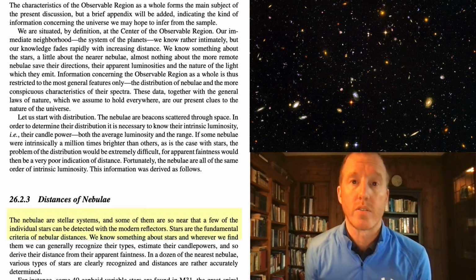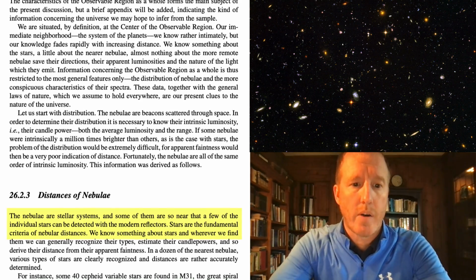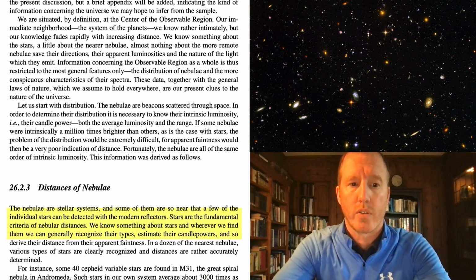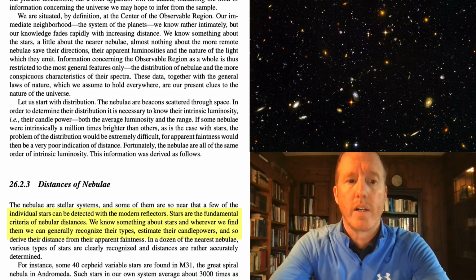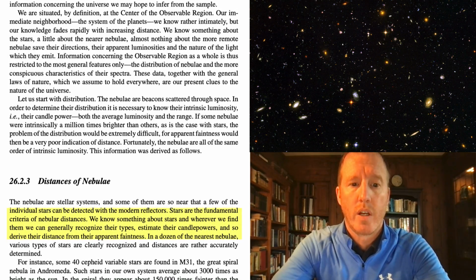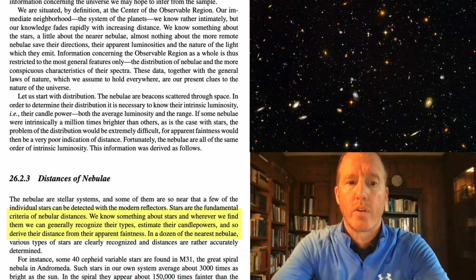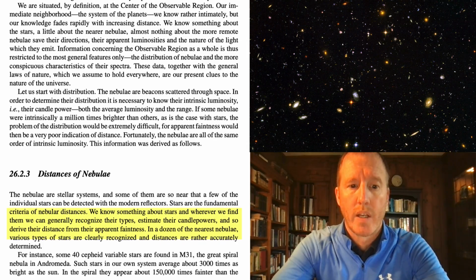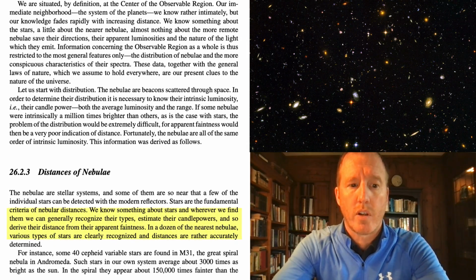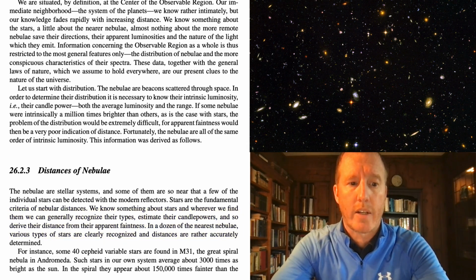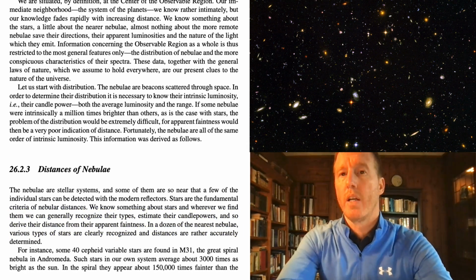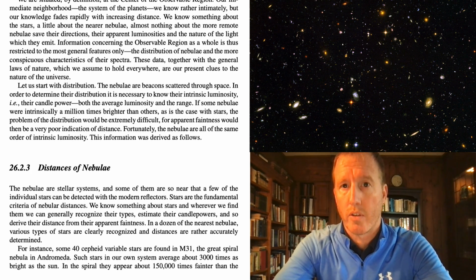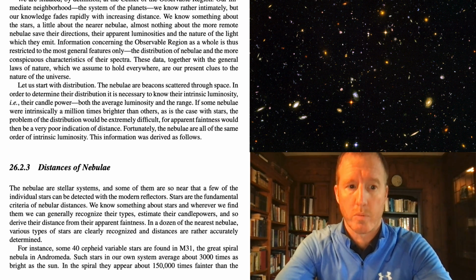The nebulae are stellar systems, groups of stars, and some of them are so near that a few of the individual stars can be detected with the modern reflector telescopes. Stars are the fundamental criteria of nebular distances. We know something about stars, and wherever we find them, we can generally recognize their types, estimate their candle powers, and so derive their distance from their apparent faintness. In a dozen of the nearest nebulae, various types of stars are clearly recognized, and distances are rather accurately determined. So by looking at individual stars in some nearby nebulae, we can find out how far away those particular nebulae are. So now he's going to go on to explain how that's done.